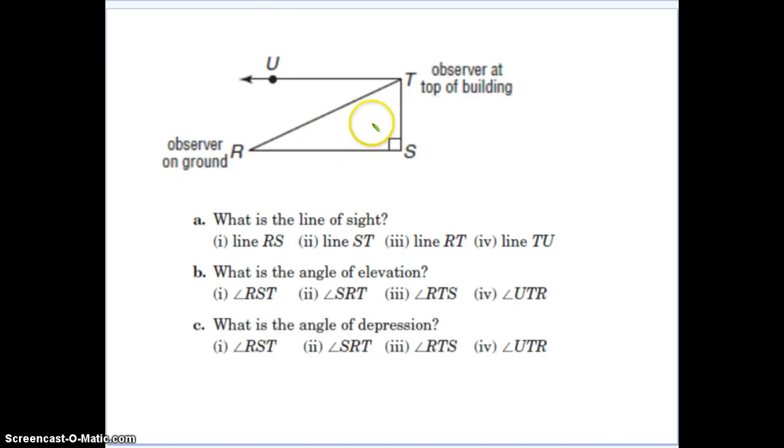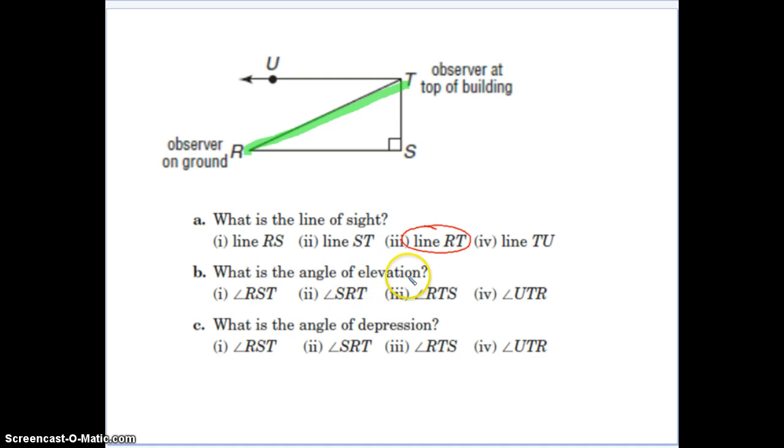For example, on this drawing right here, you have an observer at the top of the building and an observer on the ground. They are looking at each other. So what is the line of sight? The line of sight is their path of vision that they're looking at each other. So that's their line of sight. So that would be line RT.